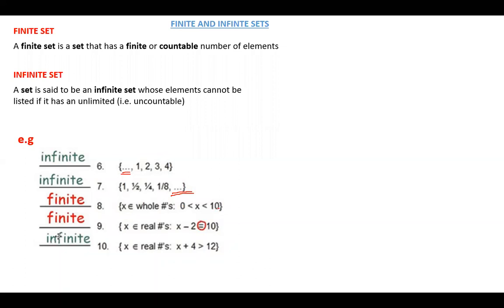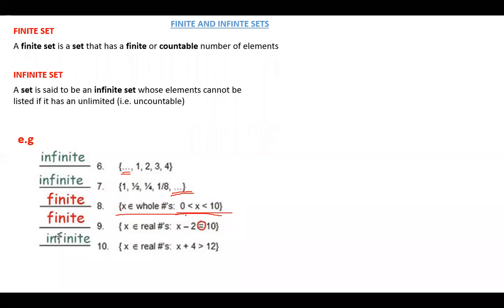And then this one is a finite set because we have been told that the numbers range from 0 to 10. This is set builder notation. We're saying x is a member of whole numbers which ranges from 0 to 10, meaning you can count the numbers between 0 and 10, which are whole numbers. It's just 1, 2, 3, 4, 5, 6, 7, 8, 9. That's so.